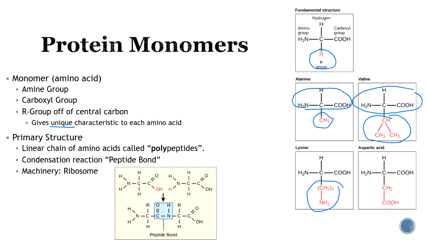Now, when we want to take one of these monomers and start building a protein, we're going to make what's called a polypeptide. So a polypeptide is multiple amino acids. The monomer is an amino acid. The polymer is a polypeptide. It gets that term because of the type of bond formed between two amino acids, called a peptide bond right here. And this is going to happen in the ribosome, and we're going to talk about that when we talk about translation.